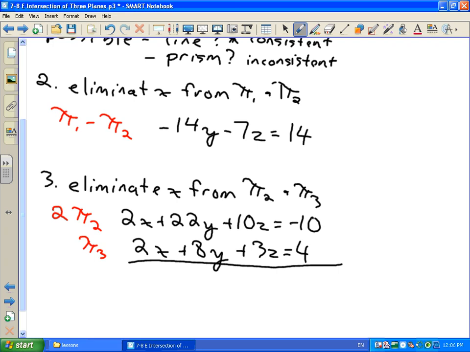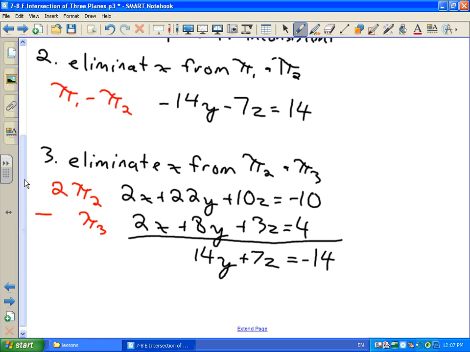And we're going to subtract these two equations, and that's going to eliminate our x's again. So 22 minus 8 is 14, so 14y. 10 minus 3 is 7z. And negative 10 minus 4 is negative 14. Okay.